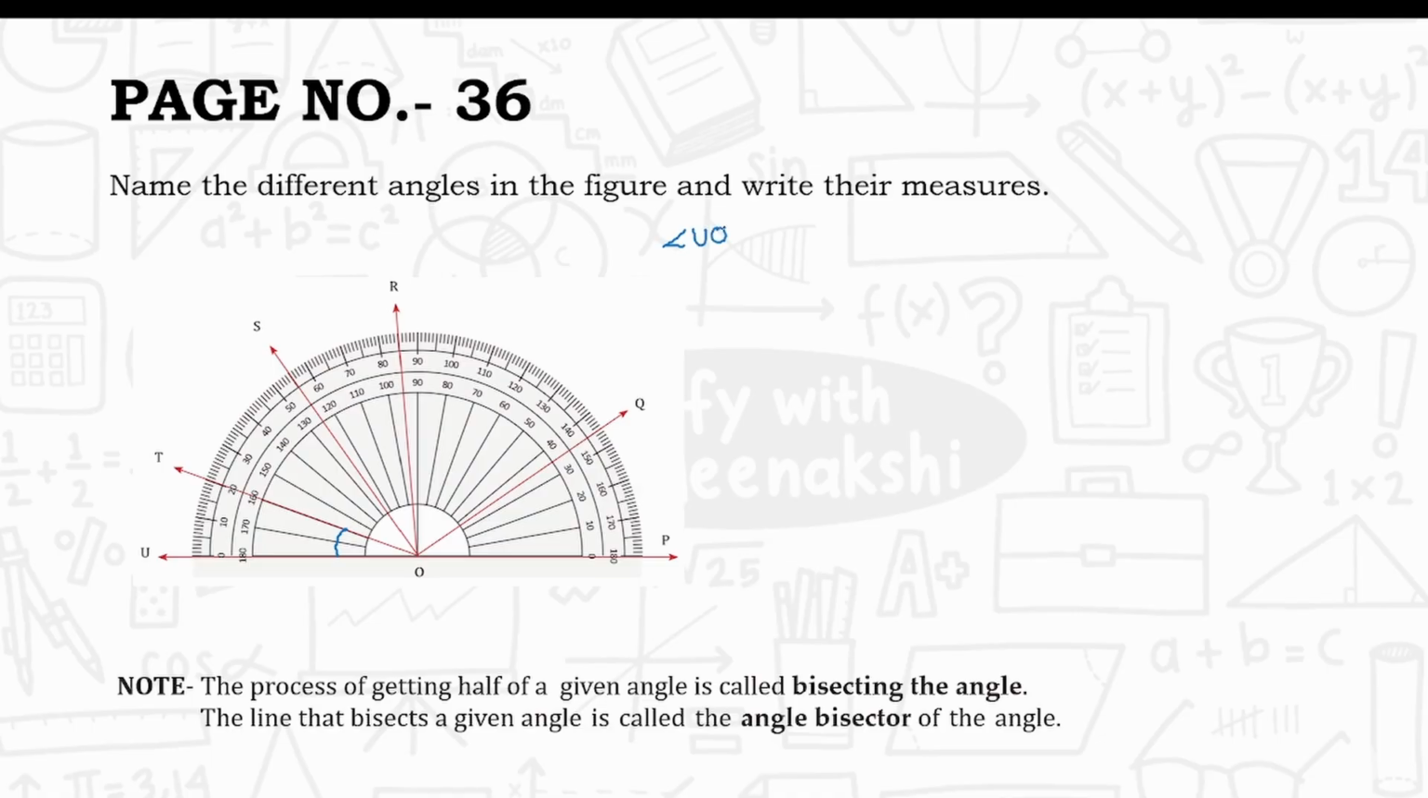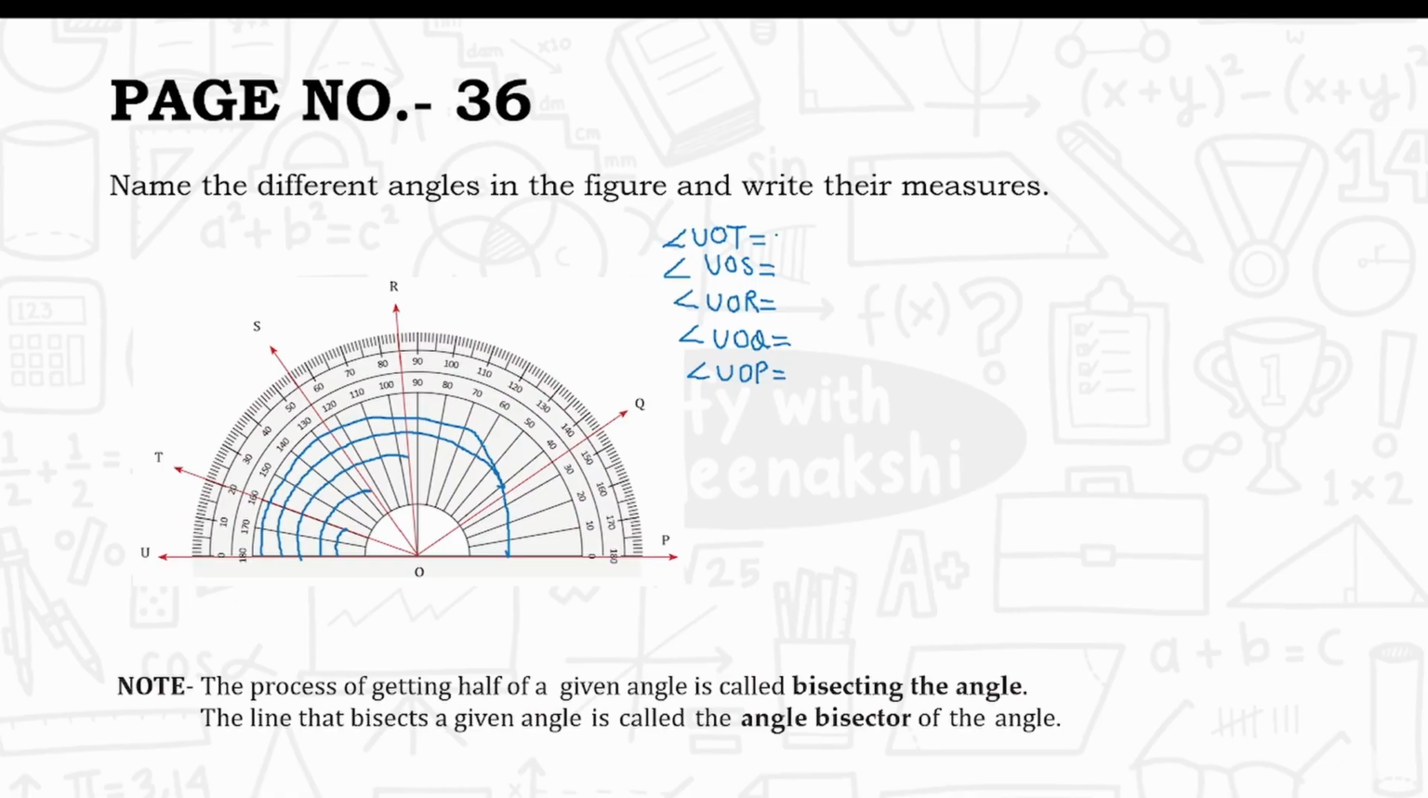UOT. Then from U first we'll find all: UOT, UOS, UOR, UOQ, and the full one, UOP. So first I will write these angles: UOS, UOR, UOQ, and UOP. So let's measure that.